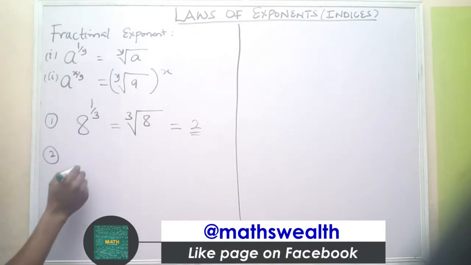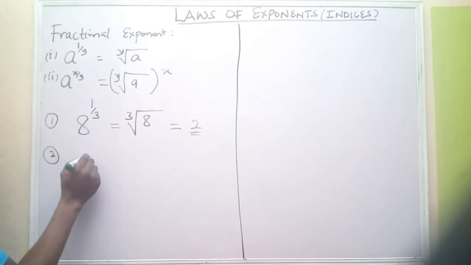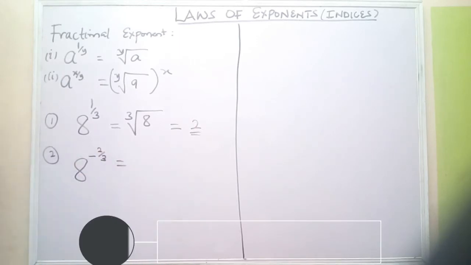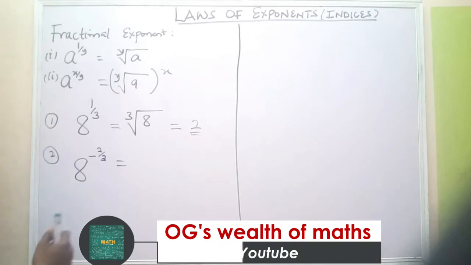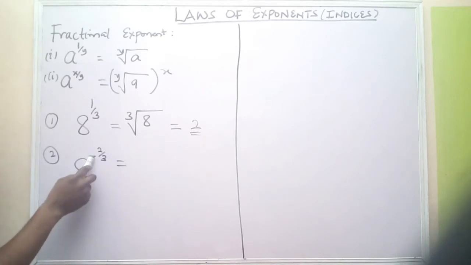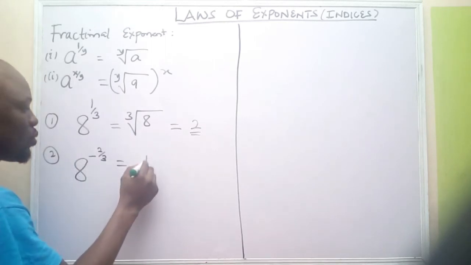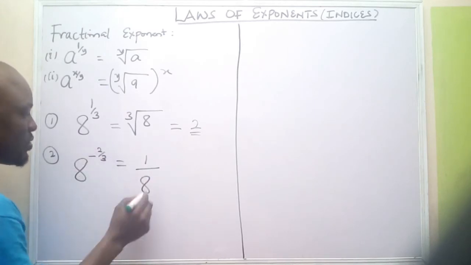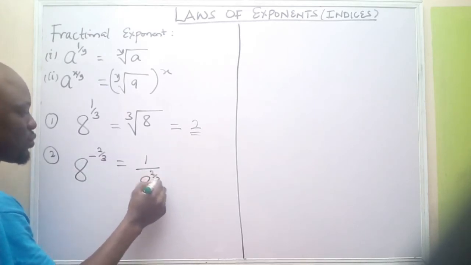The next one, I have 8 to the power of negative 2/3. So in this case, I have a negative fractional exponent. If you look at my previous video, when you have a negative exponent whose base is a whole number, the negative will be 1 over, then you reproduce everything you have there. So 1 over 8 to the power of 2/3.